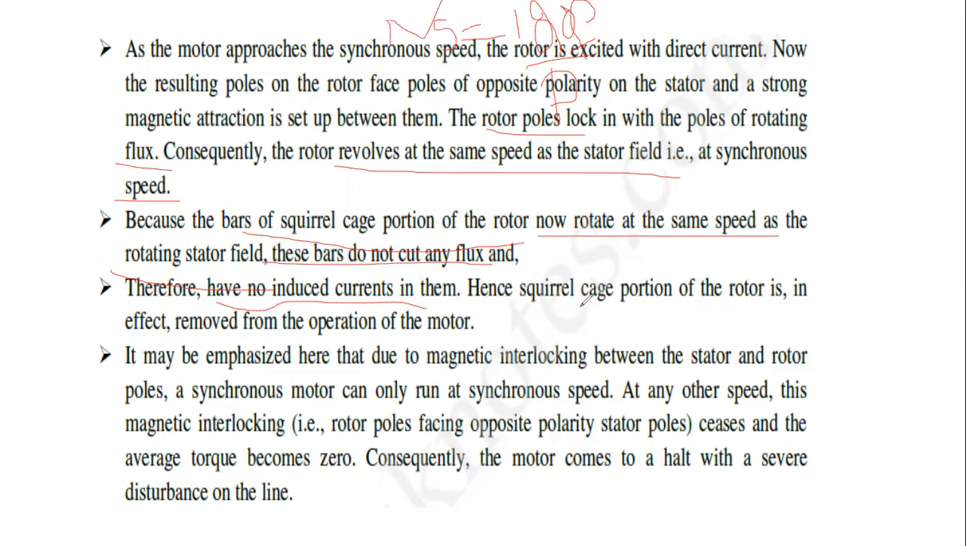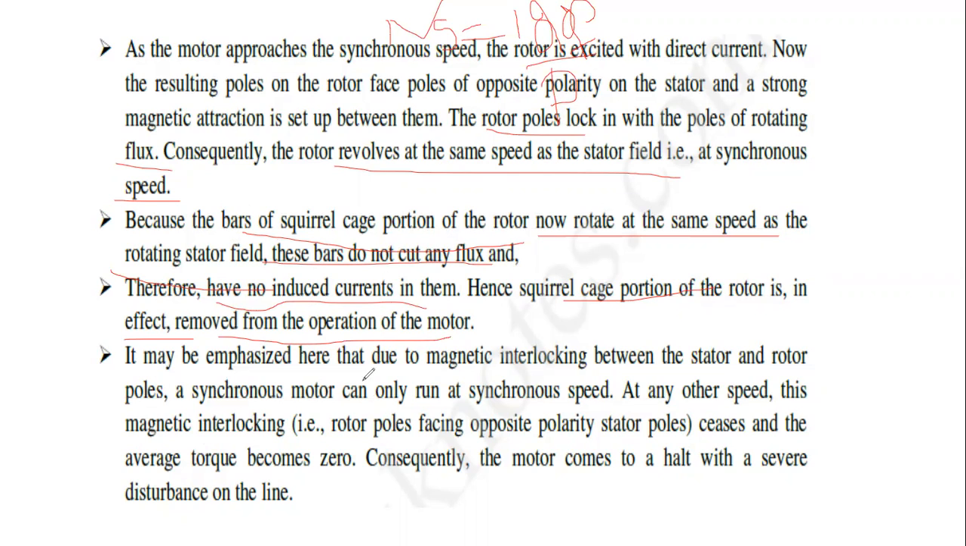Hence the squirrel cage portion of the rotor is in effect removed from the operation of the motor. Why? Because the flux lines are not cut, according to Faraday's law there is no production of induced EMF. That's why this portion is removed from the operation.